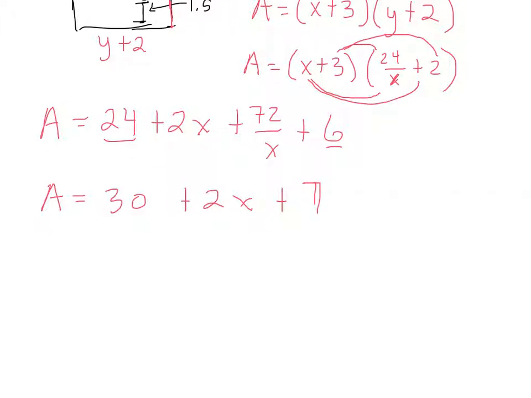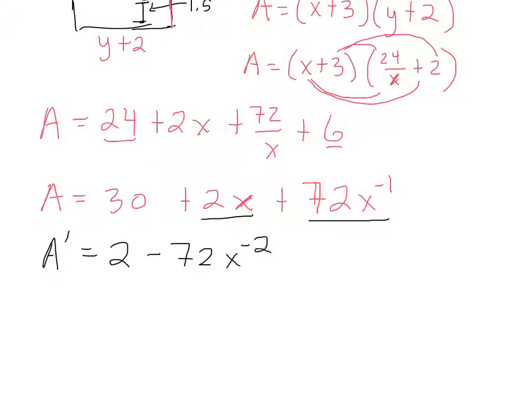I'm going to write this as 72 times X to the negative 1 power, so that I can differentiate. So there's my area function. I want to minimize this, so I'm going to take the derivative. A prime equals, the derivative of 30 is 0, the derivative of 2X is 2, and the derivative of 72X to the negative 1 is negative 72X to the negative 2 power.